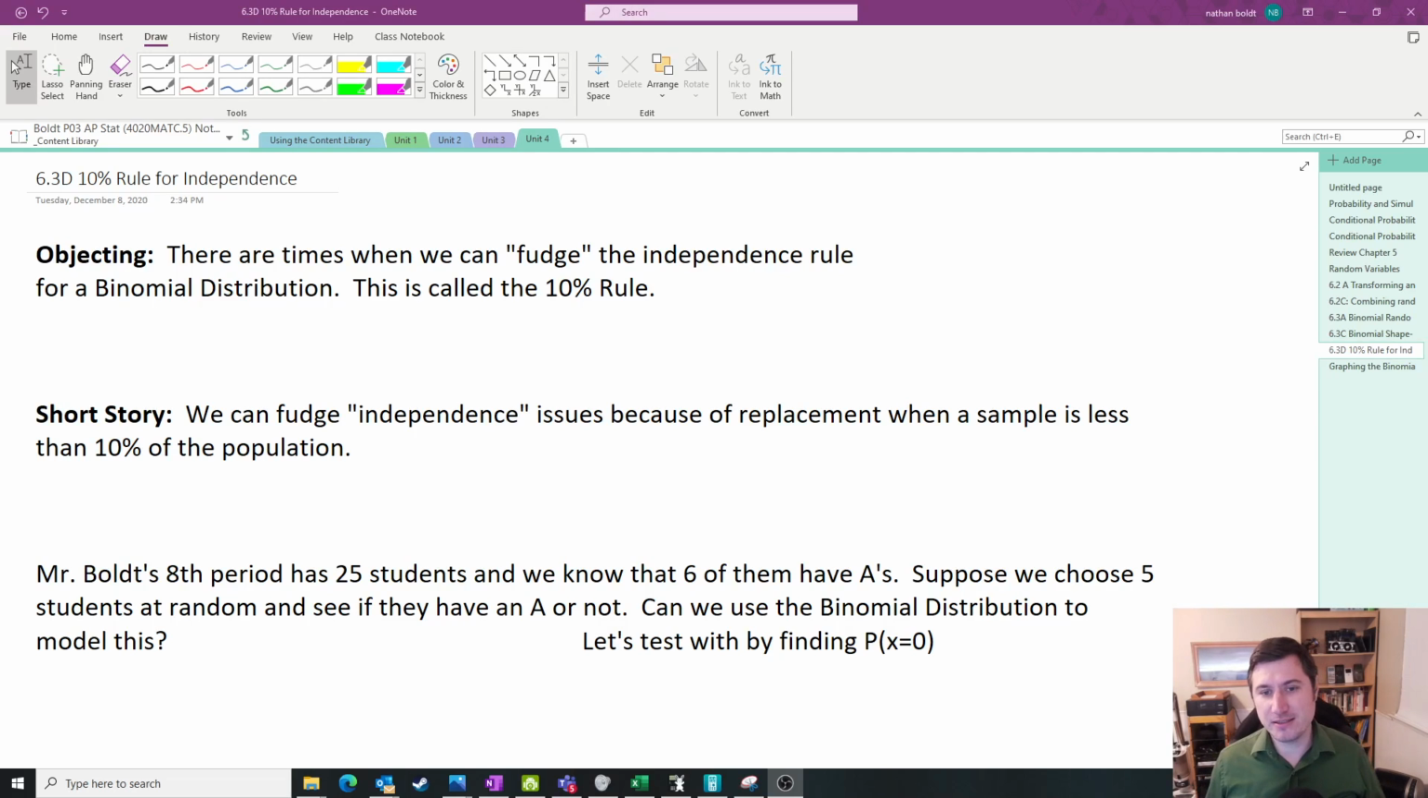Hello AP Statistics students. In this video we are going to take a look at one rule for the binomial distribution that we can sort of fudge a little bit. It's that independence rule. There are certain situations where we can bend the rules for that independence condition in order to use a binomial distribution. It's called the 10% rule.